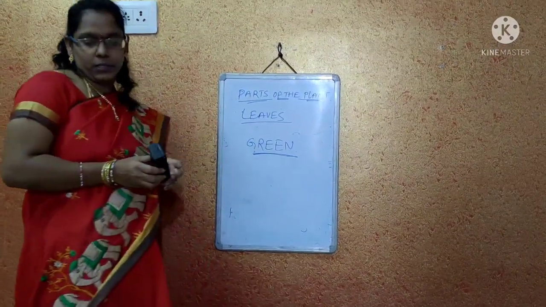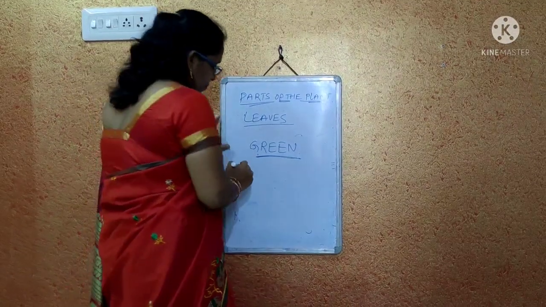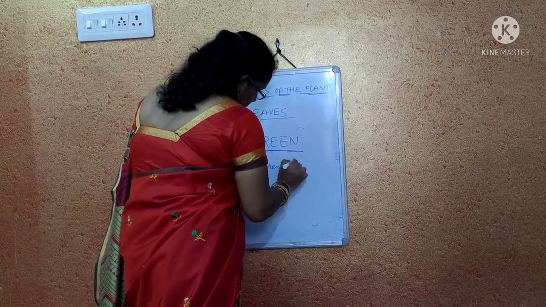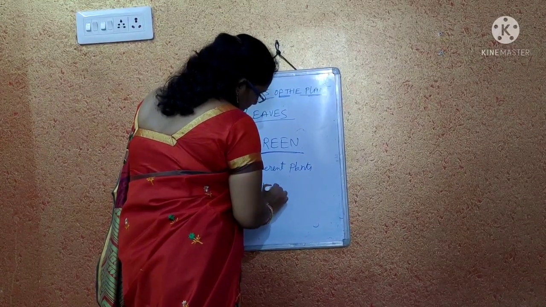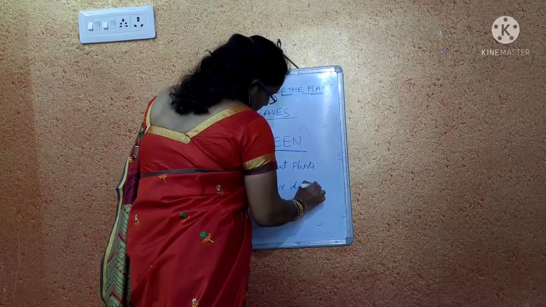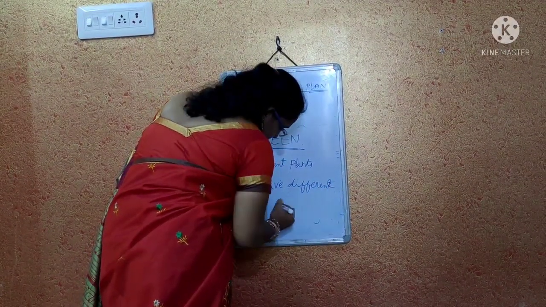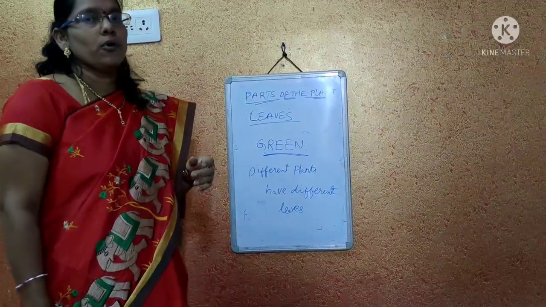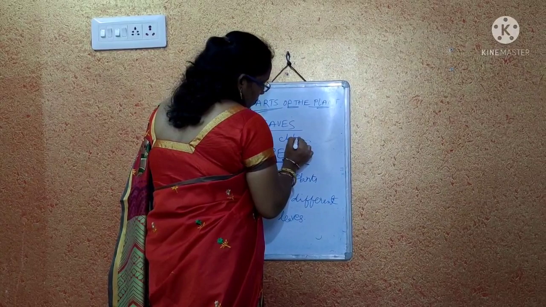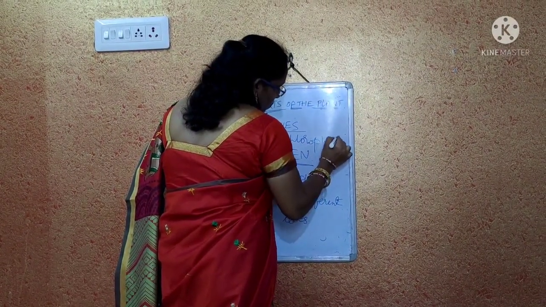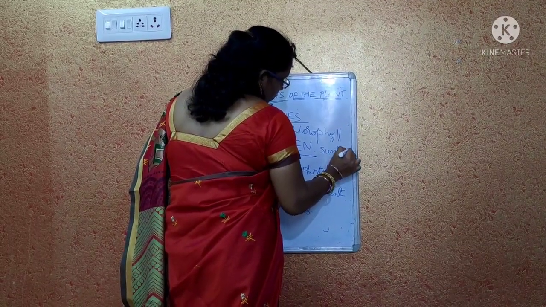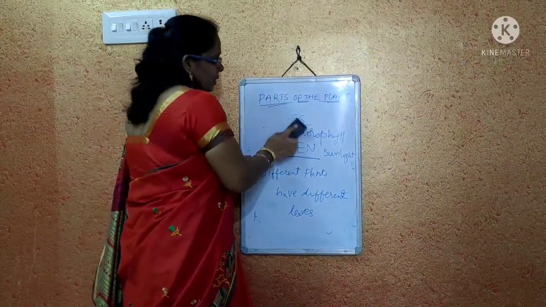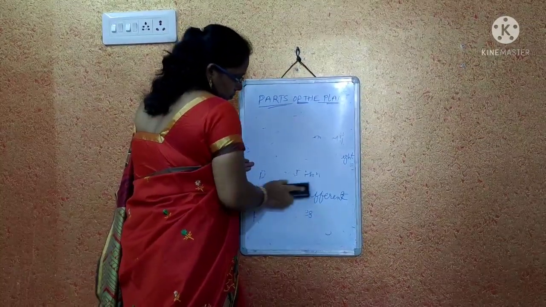Different plants have different leaves. Plants prepare food for the plant with the help of chlorophyll and sunlight. Write down, children. Next, flower.